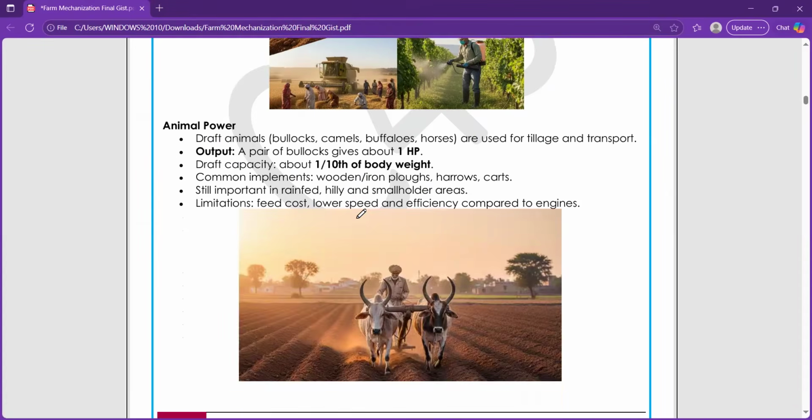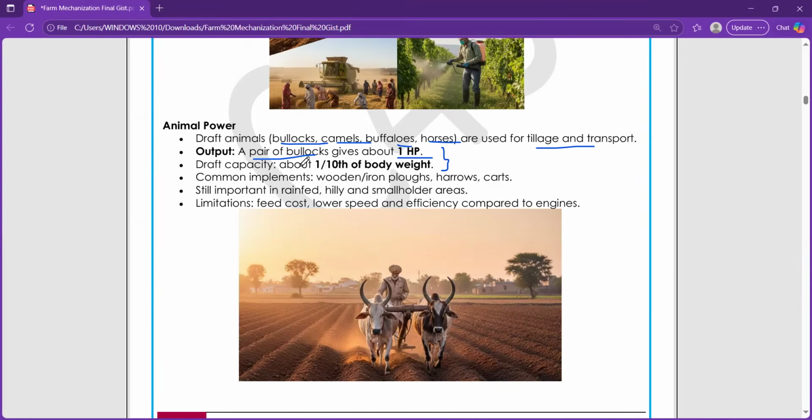Okay, then we have animal power. Draft animals, like bullocks, camels, horses, and buffaloes in some areas, are used for tillage and transport purposes. The output per pair of bullocks is about 1 HP. And the draft capacity, these are very important figures. Please make note of them for your NABARD examination and other agriculture examinations also.